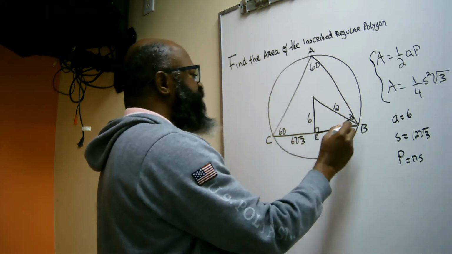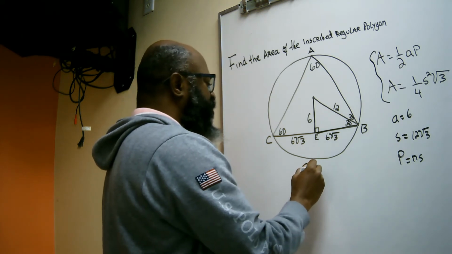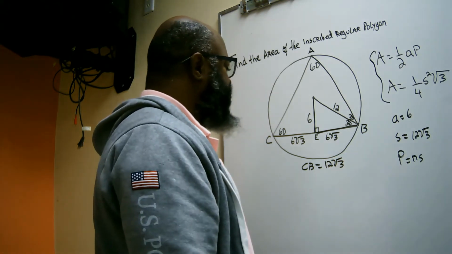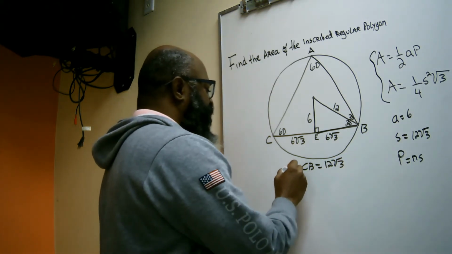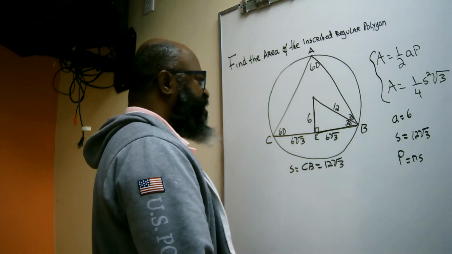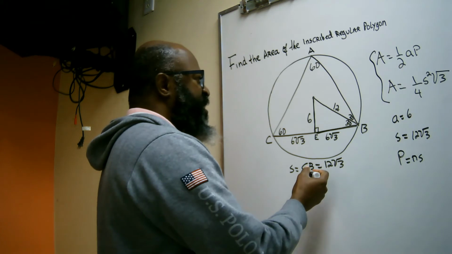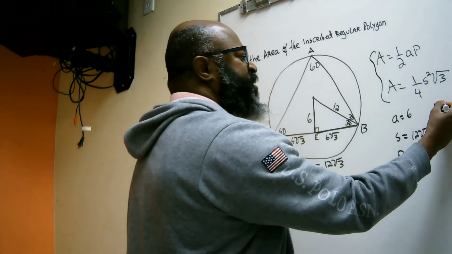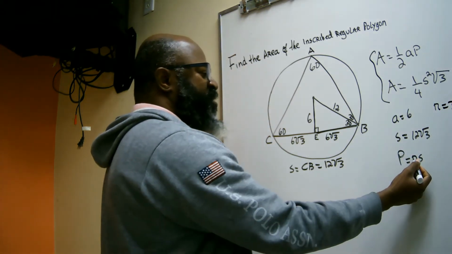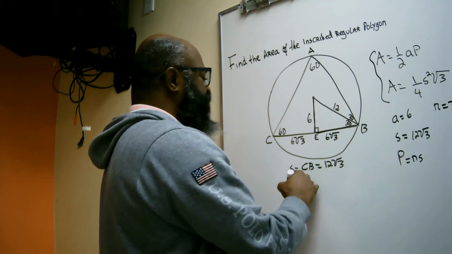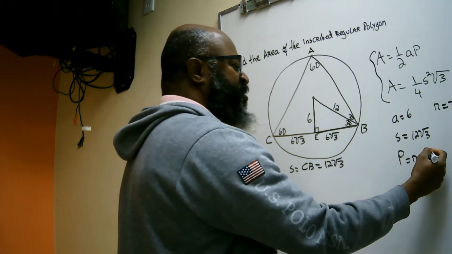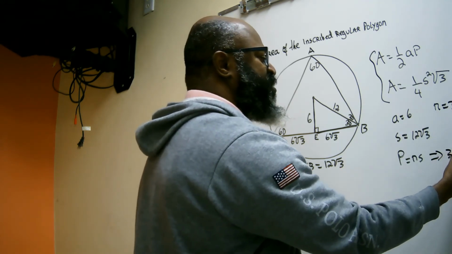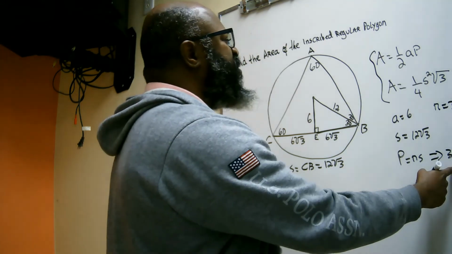Therefore, CB is 12 square root of 3. That's one of the sides. S is 12 square root of 3. We can find the perimeter. So the perimeter, and n, in this case, n is 3. So we can find the perimeter, which is n times s, which is s times 3. That gives you 36. 3 times 12 square root of 3 is 36 square root of 3. So we know the perimeter, we know the apothem.